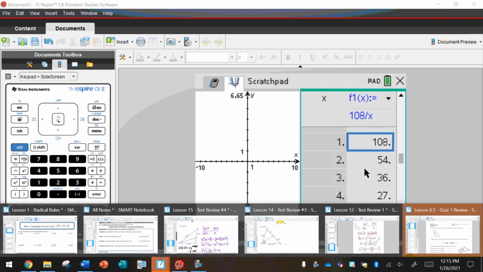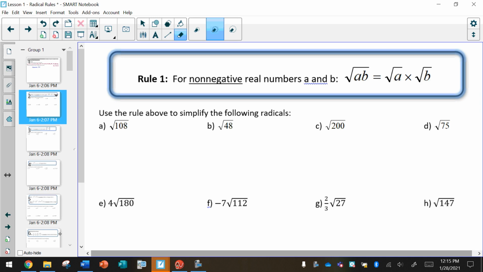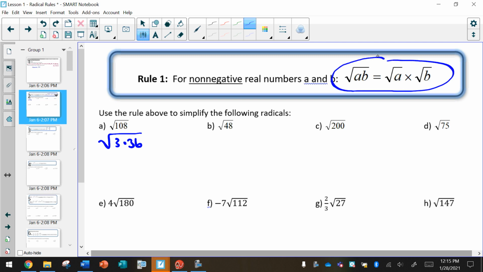So now back over to what we're doing with our notes. That means I can take this square root of 108 and rewrite it because it's the same thing as saying 3 times 36. And if it's the same as 3 times 36, then with the product, I can separate the two radicals. And then I know that the square root of 36 comes out to be exactly 6. The square root of 3 is irrational, which means it stays in the radical. That is simplified completely. Now we just do it again.